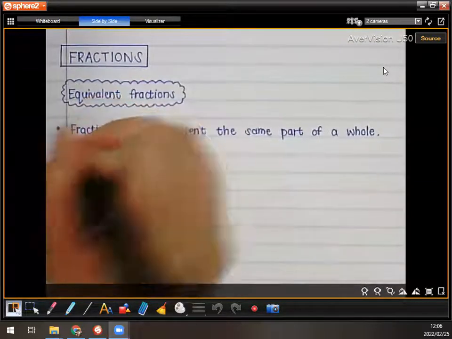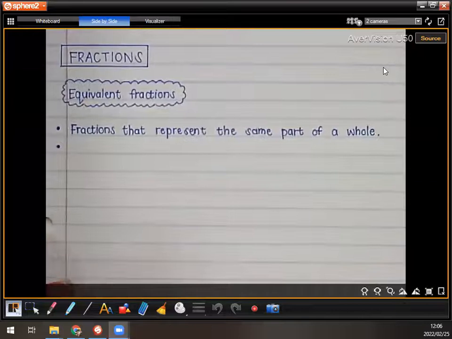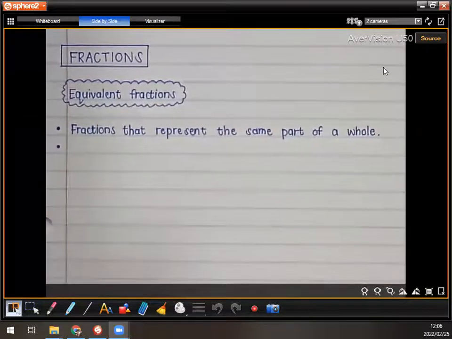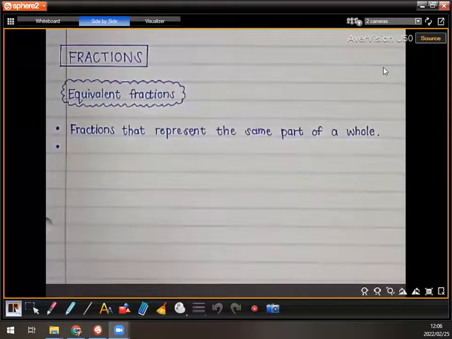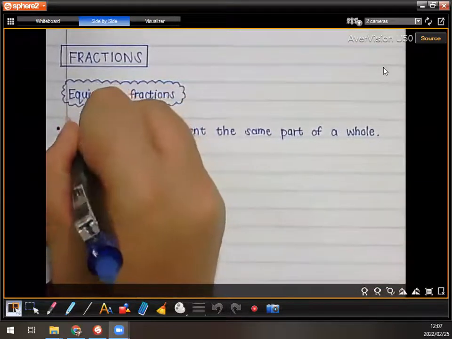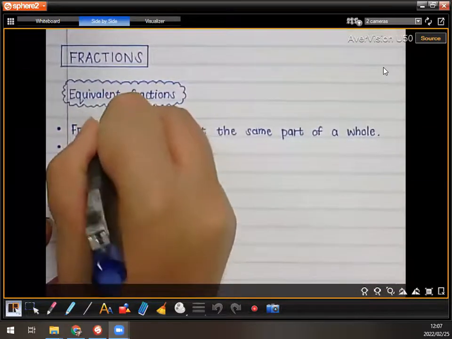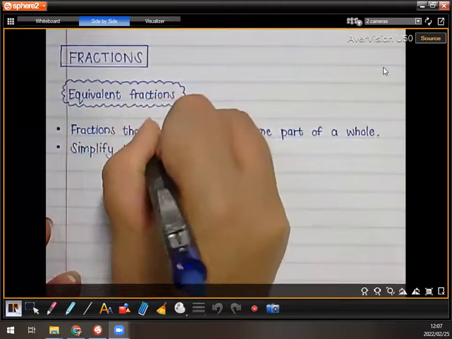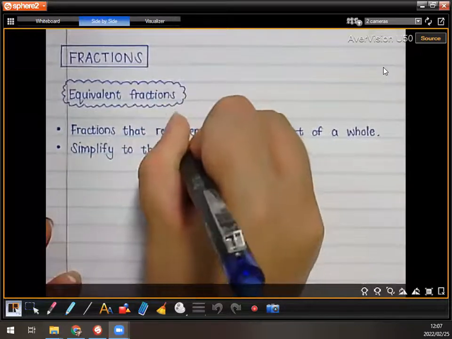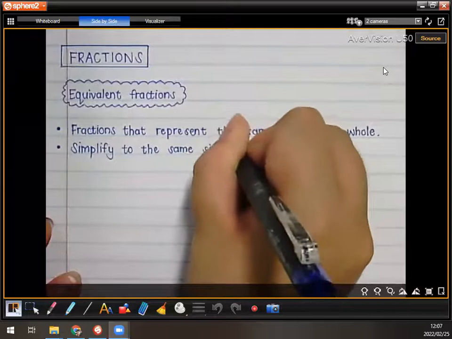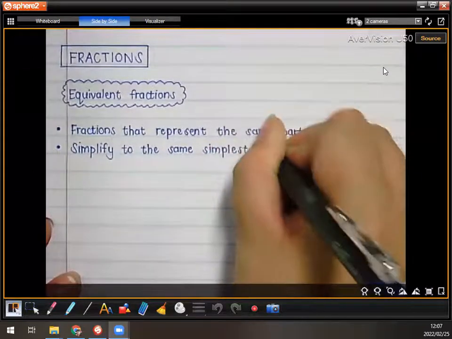But the other thing about equivalent fractions is that when you simplify multiple fractions, they simplify to the same simplest fraction. We'll look at that now. So equivalent fractions simplify to the same simplest fraction.